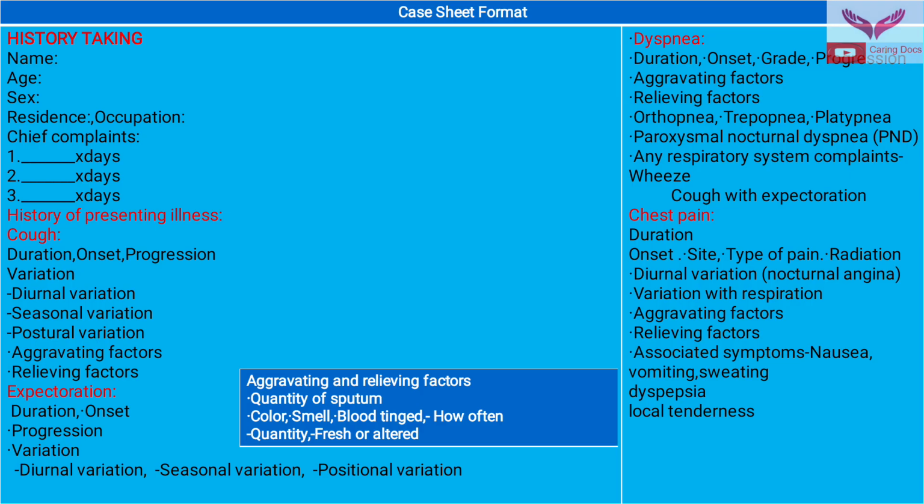This is the case sheet format for history taking. In history taking we have to write down the name, age, sex, residence, occupation, and chief complaints in chronological order. After that we have to write about the history of presenting illness.